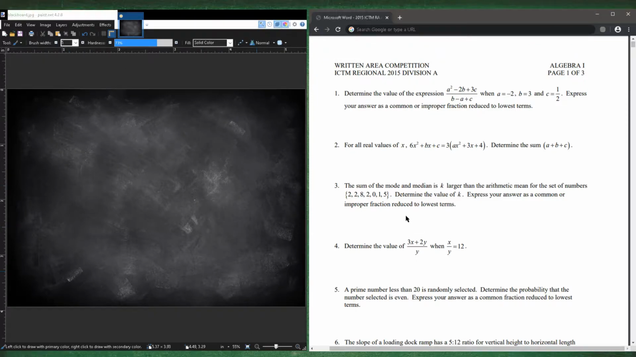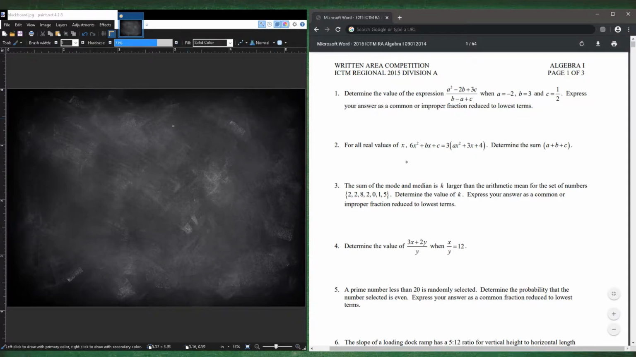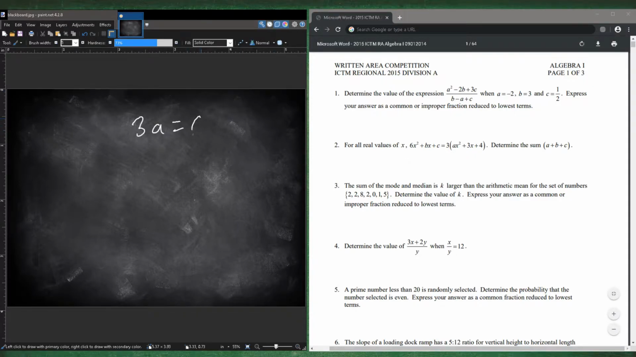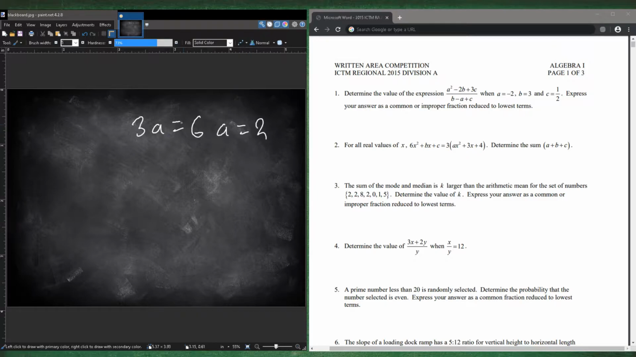Okay, first question, pretty simple. Just plug in stuff. For all real values of x, 6x squared plus bx plus c is equal to 3 parentheses ax squared plus 3x plus 4. So since this says for all real values, that means both of them have to be the same. So 3a is equal to 6, so a is equal to 2. And 3 times 3 is 9, so 9 has to be equal to b. Okay, so that's it. So 3 times 4 is 12, and 12 has to be equal to c.